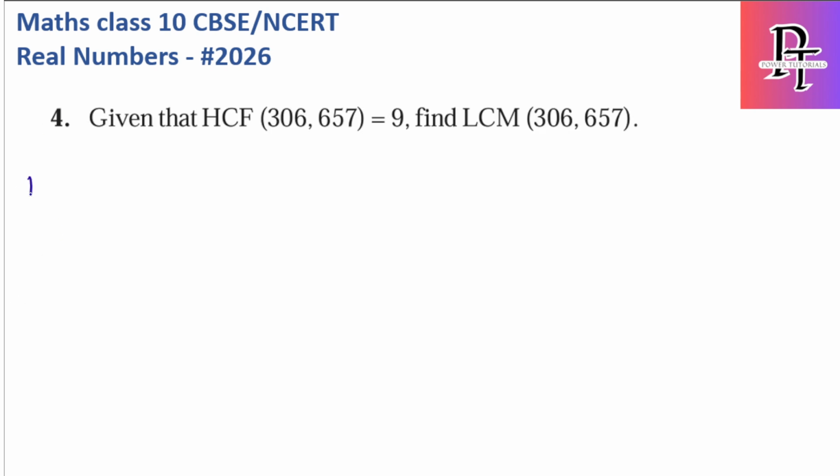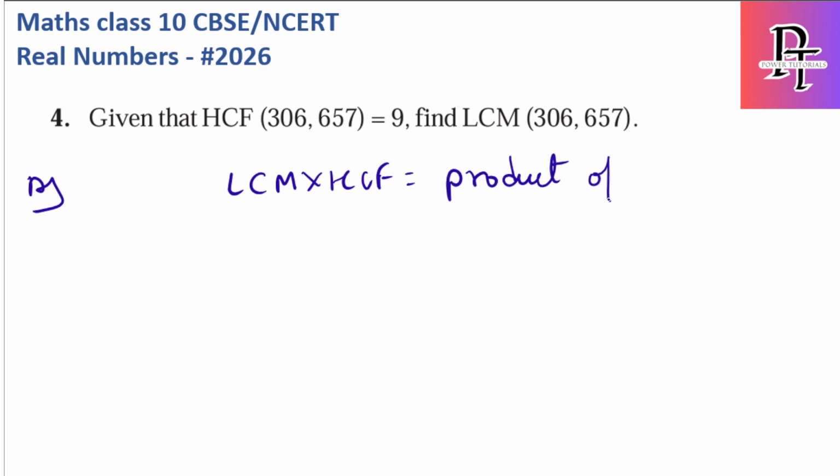So what is the fourth question? Given that the HCF of two numbers is 9, find the LCM. For any two numbers, as I told you in the last video, LCM into HCF is always equal to the product of those numbers. Always remember, this is satisfied only for two numbers: LCM into HCF equals the product of those two numbers. So the HCF is 9. The LCM they haven't told you; they are asking to find it.